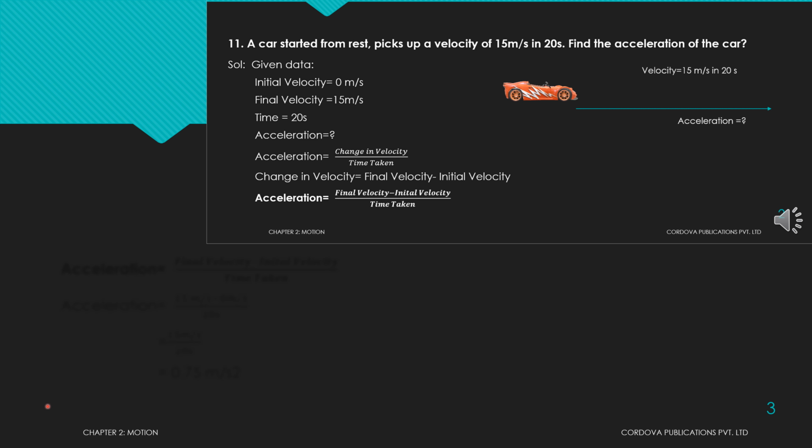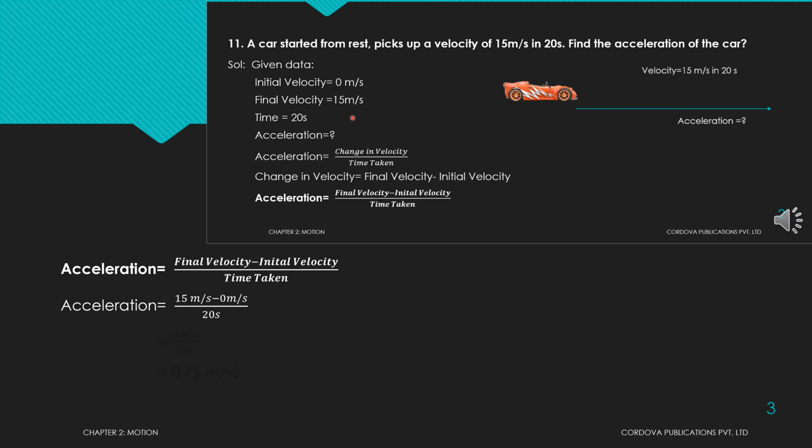Now we are going to just substitute the values over here. Acceleration is equal to final velocity minus initial velocity by time taken. What is final velocity? 15 meter per second. Just substitute over here, minus what is initial velocity? 0 meter per second, by what is time taken? 20 seconds. Just write down 20 seconds over here. Now 15 minus 0 will be 15 meter per second by 20 seconds. So when you do the cancellation, you will get 0.75 meter per second square.